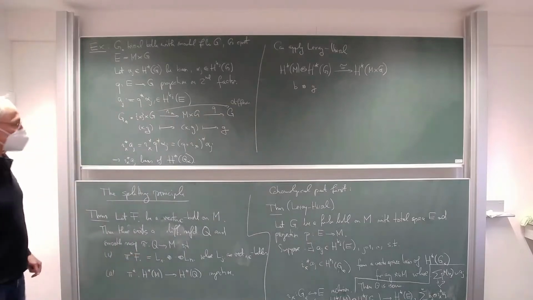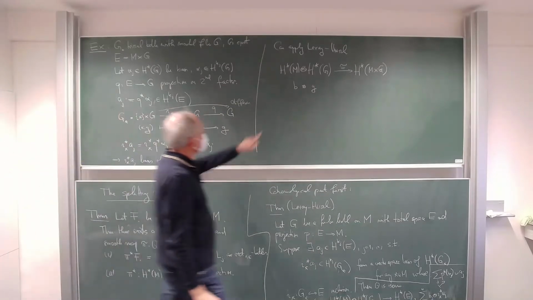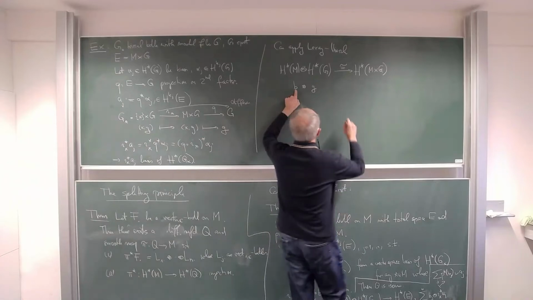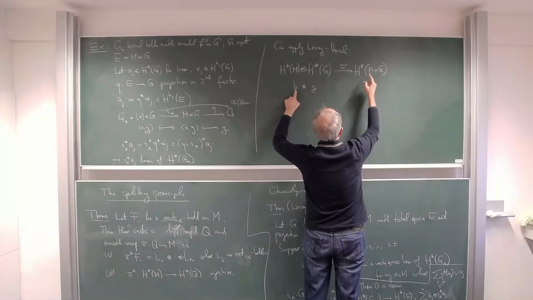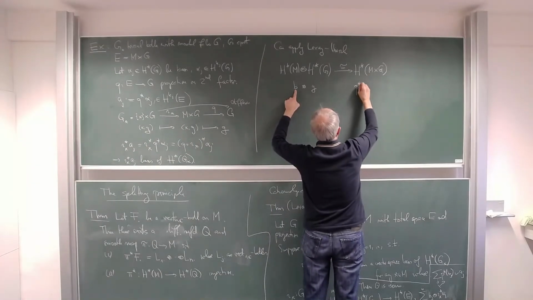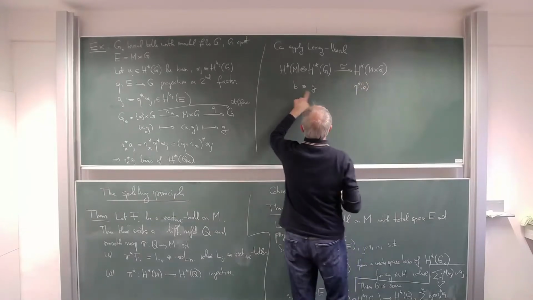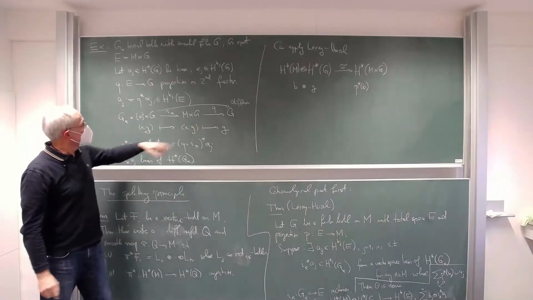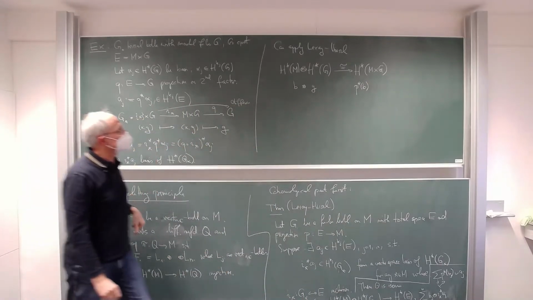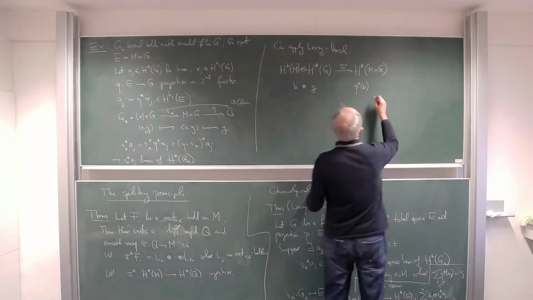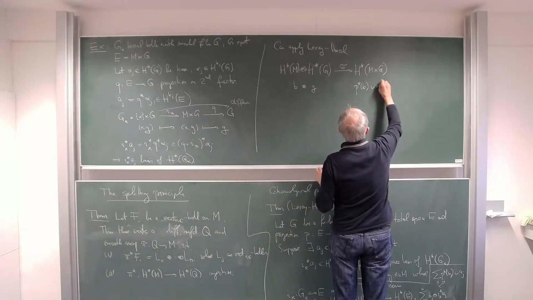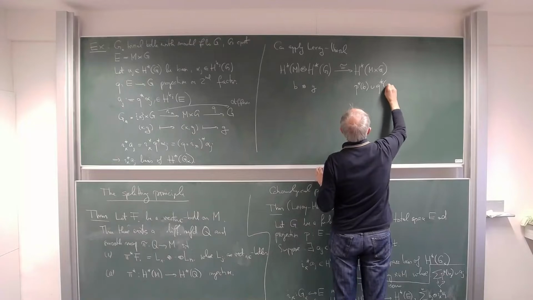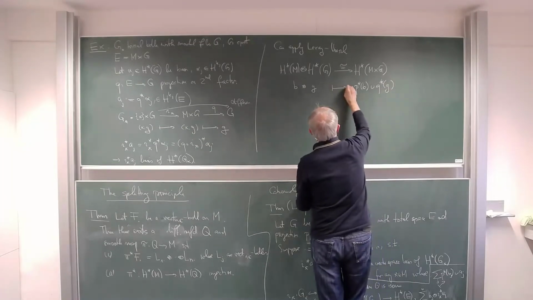And then what do we do? So this one is pulled back using the projection on the first factor, and this one is pulled back using the projection on the second. That's an isomorphism.